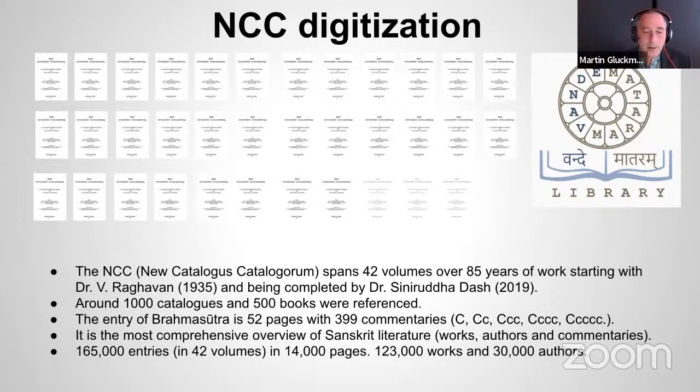So just to give you an idea of the immensity, the entry for the Brahma Sutra just takes up 52 pages. It has 399 commentaries, and it has a commentary, then a commentary on a commentary, then a commentary on a commentary on a commentary, and so on, several levels deep. This is phenomenal, just intellectually, for those who can visualize that. And it has 165,000 entries. Of that, 123,000 are works and 30,000 are authors. And this is spanning 14,000 pages.